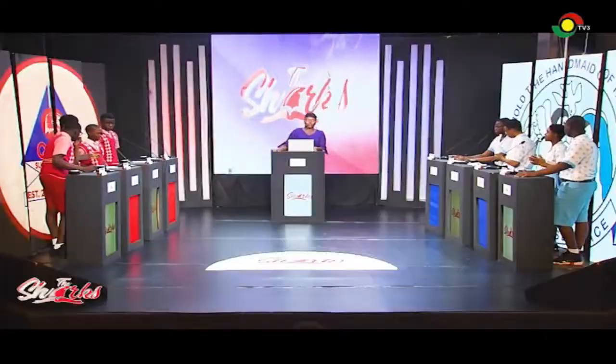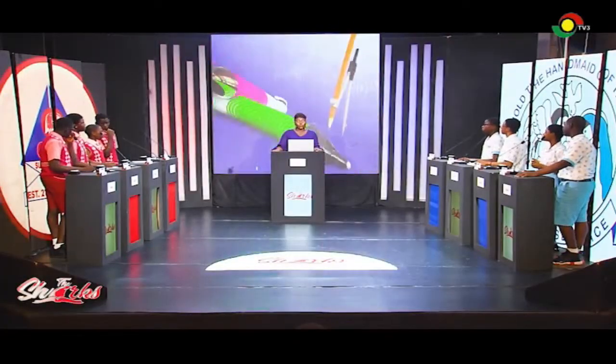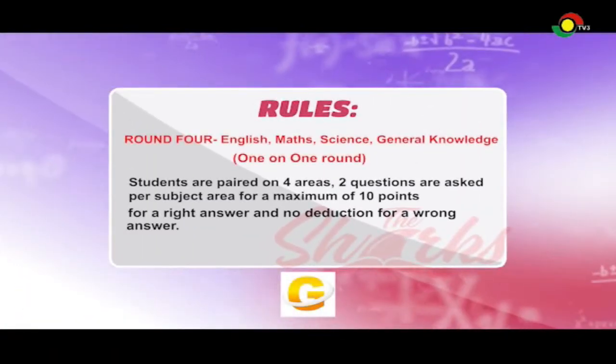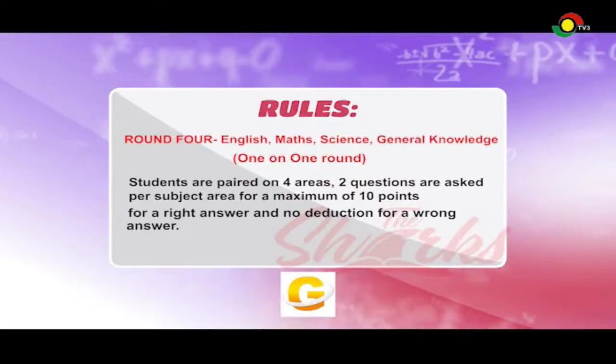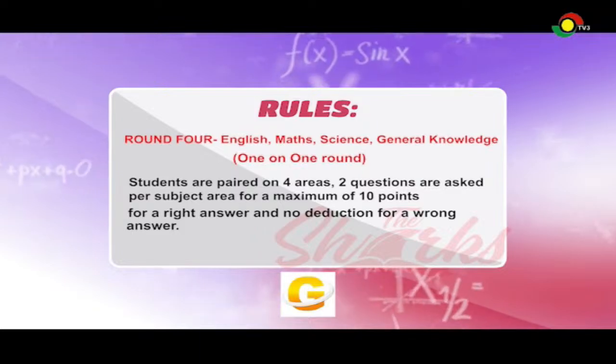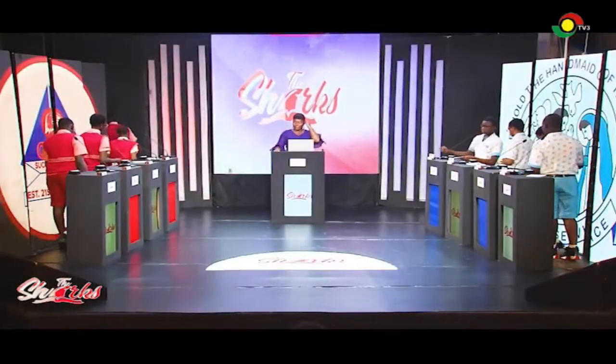Right, we're moving on to the final round of this contest, which is the one-on-one round sponsored by G-Money. For every correct answer in this round, you get 100 Ghana Cedi for your G-Money wallet. We are pairing you according to your specialisms in English, maths, science, and general knowledge for 10 points if you get it correct, and no deduction for an incorrect answer. All right? So may I have our English specialists stay on the first podium, and the rest of you excuse us, please. Thank you.